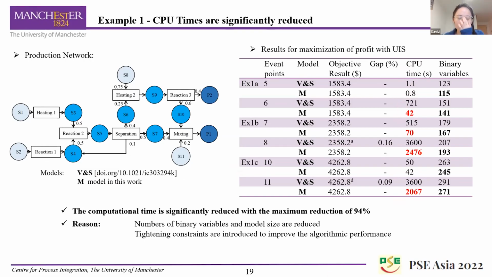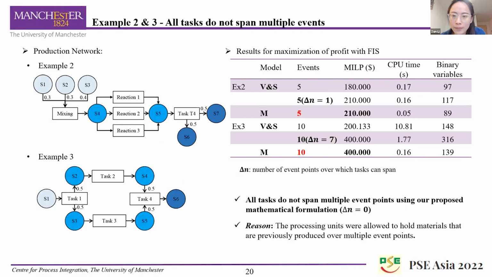This is mainly because the number of primary variables and the model size are reduced in our formulation, and the tightening constraints are introduced to improve the computational performance. In examples 2 and 3, our model uses 5 and 10 event points respectively to reach the optimality. But the literature model V and S should be with delta n equal to 1 and delta n equal to 7. Here the parameter delta n means the number of event points over which tasks can span.